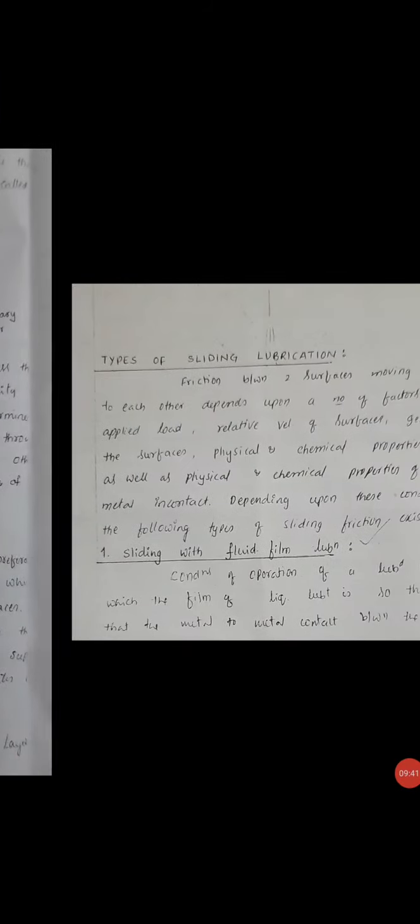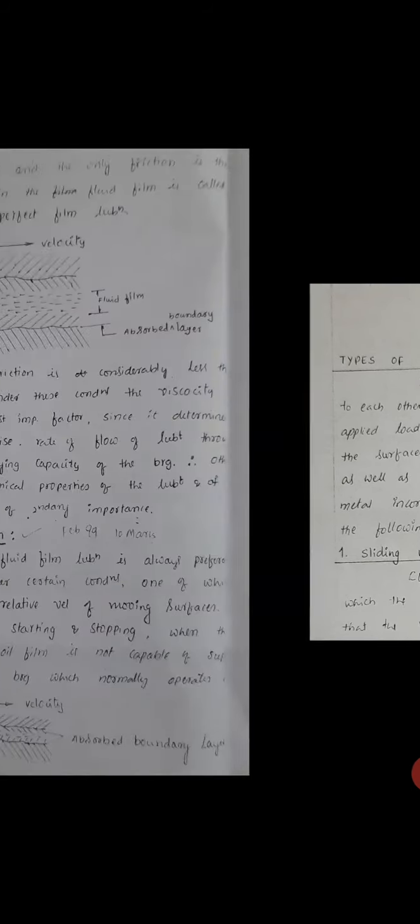So once again, the types of sliding bearing lubrication: sliding with fluid film. The fluid film is used so that metal contact with the moving part is prevented, and the only friction which occurs is within the fluid film. This type is called perfect film lubrication.